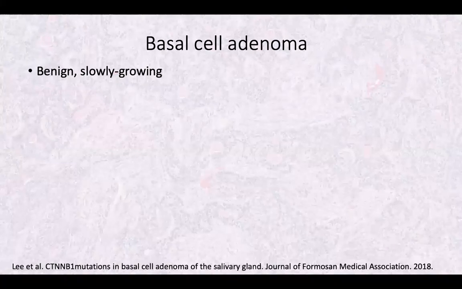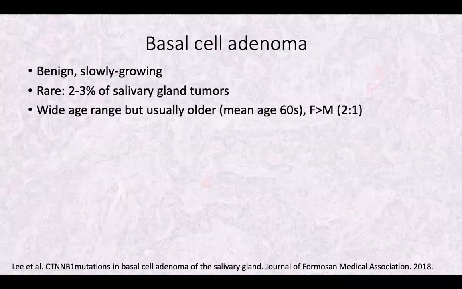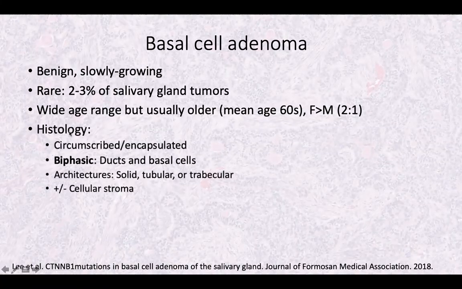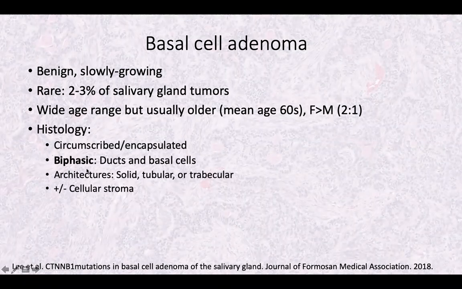So, yep, this is a benign, slowly growing tumor, pretty rare, represents 2 to 3% of salivary gland tumors. And it's a wide age range, but it usually is older patients. And like a lot of tumors, there is a female predominance. And we just saw the histology. It's circumscribed, it's usually encapsulated, and it'll be a biphasic population of ducts and basal cells. And they can grow in various types of architecture, solid, tubular, or trabecular.